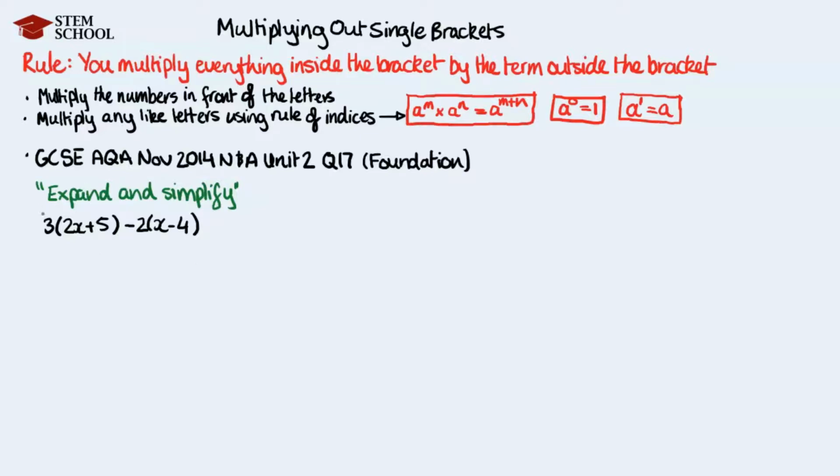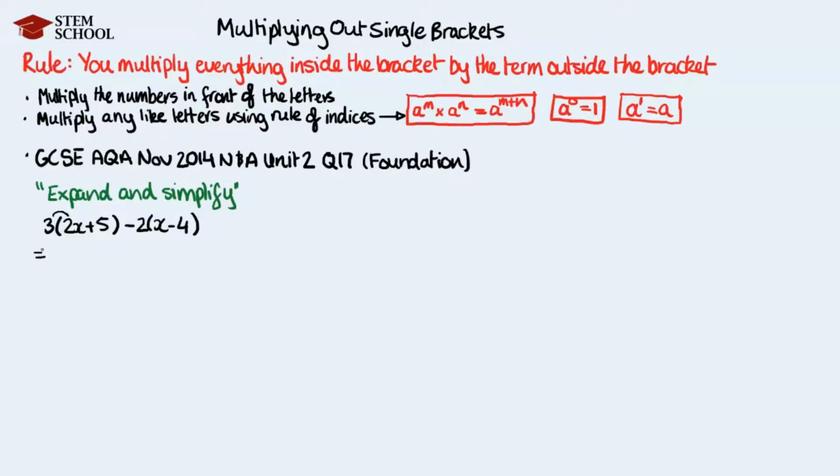So we've got expand and simplify this expression. Okay, this is an expression because we don't have an equal sign. If we had an equal sign, then it would be called an equation. Okay, so that's the difference. So we use the exact same process. All you have to do is multiply the numbers outside the brackets with the numbers inside the brackets.